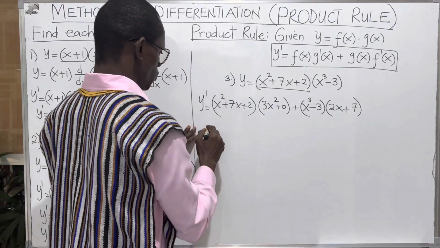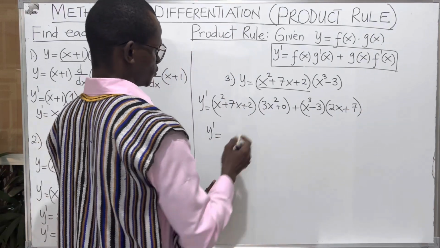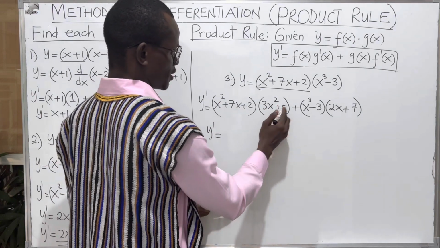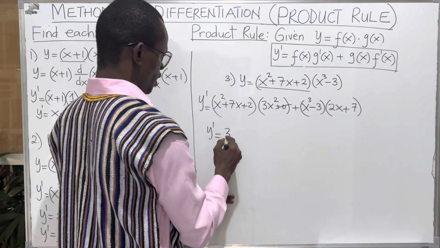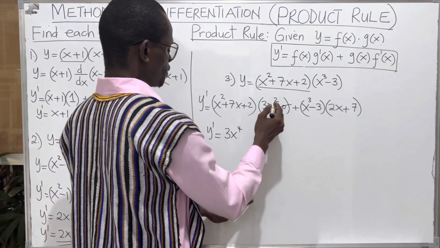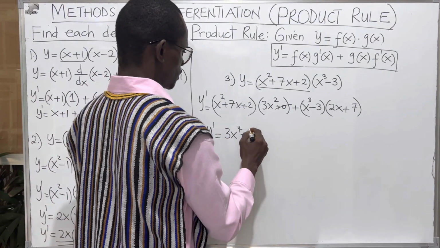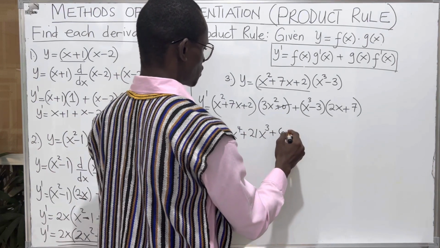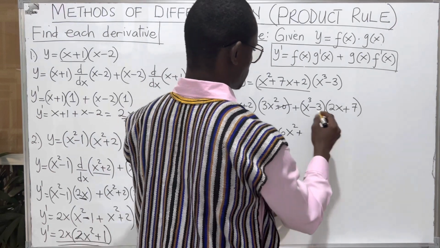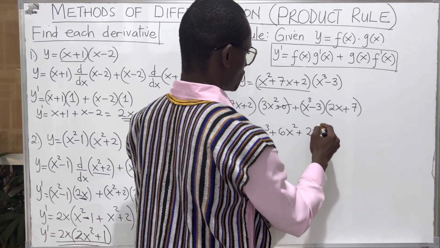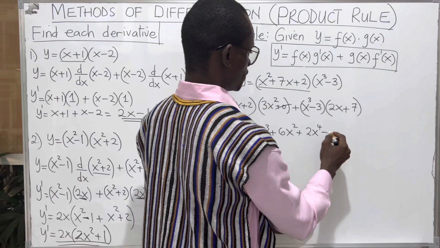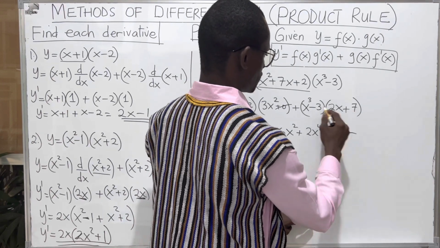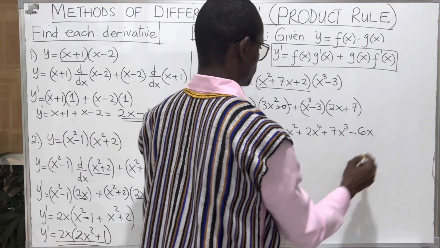So we can now say y prime equals. We can multiply 3x squared times x squared because this is already 0. So it's 3x to the 4th power. 3x squared times 7x is 21x cubed. And 3 times 2 is 6x squared. Plus 2x to the 4th power because this is this, and then this and this is 7x to the 3rd. Then we have minus 3 times 2, 6x.